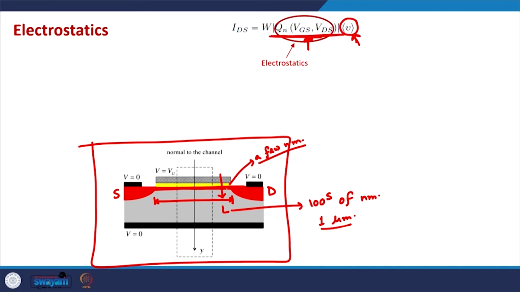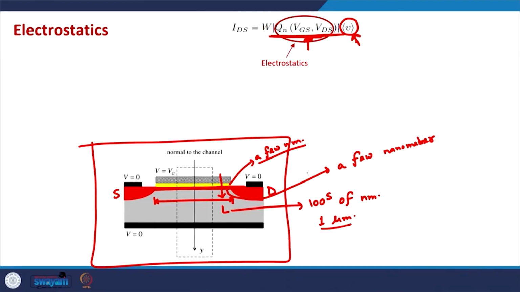The channel thickness is also a few nanometers. So, even in long channel MOSFETs, the oxide thickness is a few nanometers, and the thickness of the channel charge is also a few nanometers. So, if you see in this direction, we apply a gate voltage and generally this body is grounded. So, within a few nanometers a lot of things happen.